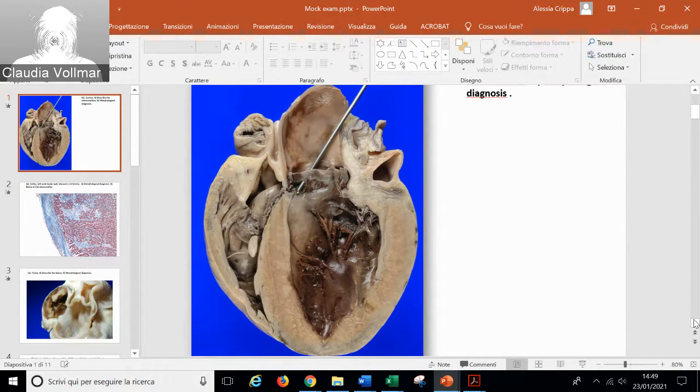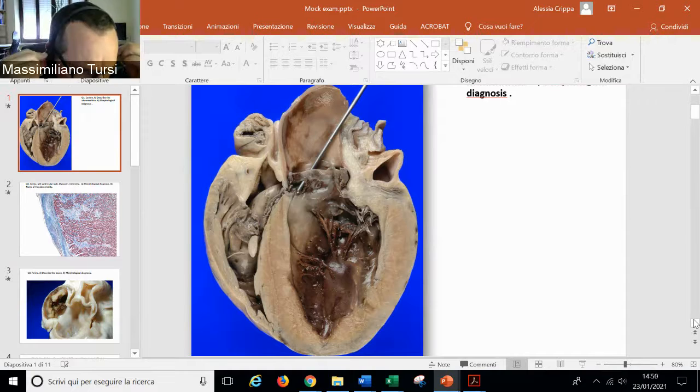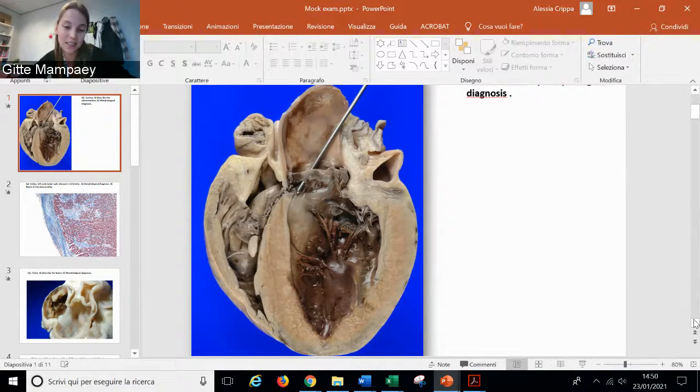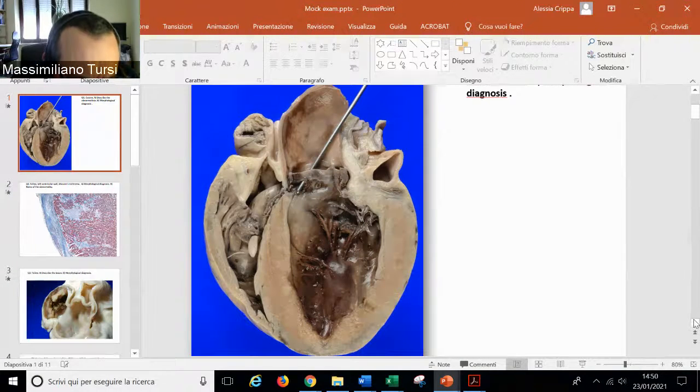Did you recognize the ulcerative endocarditis? I didn't recognize it as endocarditis, but yeah, I saw that something was wrong on the valve in the aorta. Okay, and now do you see that there is a solution in the flap?